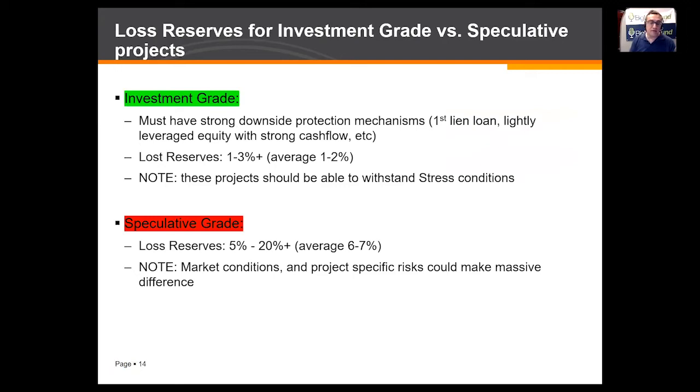Some of these projects are ground-up construction projects, development, redevelopment, land speculation, highly leveraged projects, second lien debt, and so forth. These project loss reserves could be 5 to 20%, probably average 6 to 7%, but that average varies with market conditions. In good market, it's probably lower. In bad market, it's higher. That's the fundamental concept, and I am not sure how exactly to quantify it because it's hard to quantify.